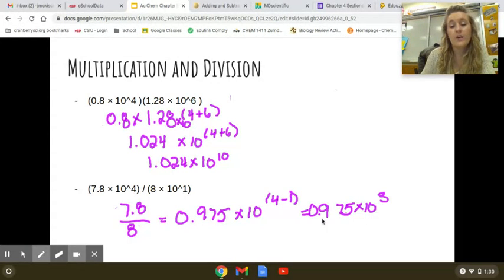And again, if I wanted your answer in correct scientific notation, this answer would be incorrect. Why? Because we don't have a whole number in front of that decimal place. So we're going to move it over, and we're going to have 9.75 times 10 to the what? If we move this over one place and we're already at a 3, we're making this number bigger, which is making our exponent smaller.